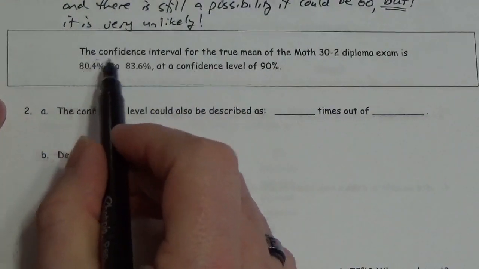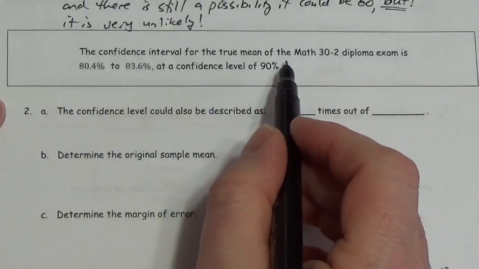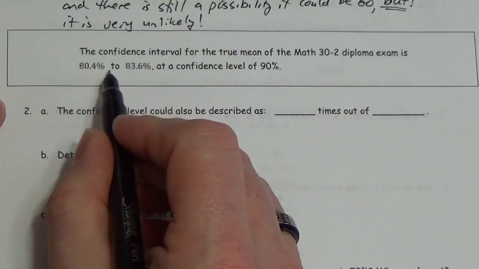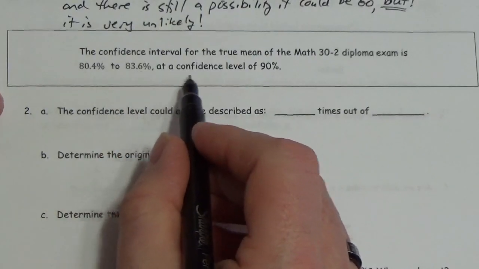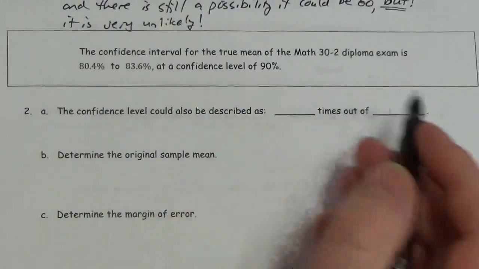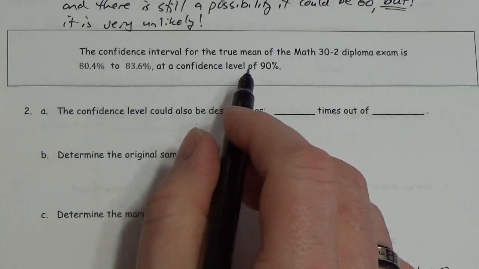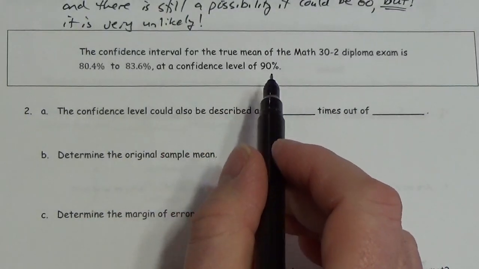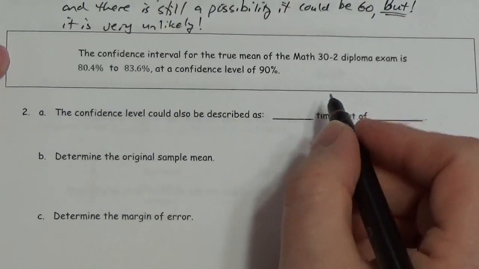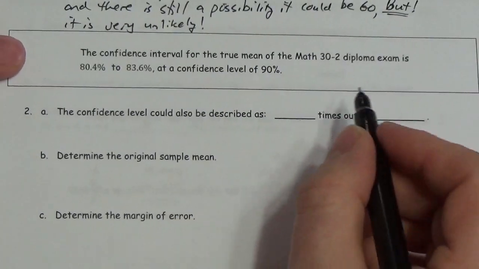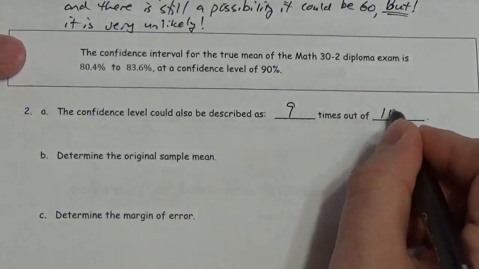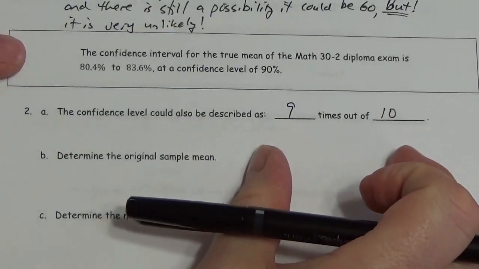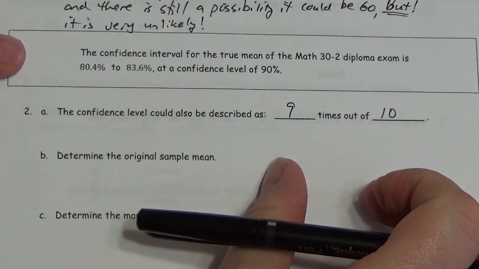Okay, so this question says the confidence interval for the true mean of the Math 30-2 diploma is 80.4% to 83.6% at a confidence level of 90%. So a confidence level of 90% could also be described as what? Well, okay, this one is actually pretty straightforward. If it's 90%, probably the easiest way to give that is 9 times out of 10. I mean, that's the nicest, smallest way to give me those numbers there.